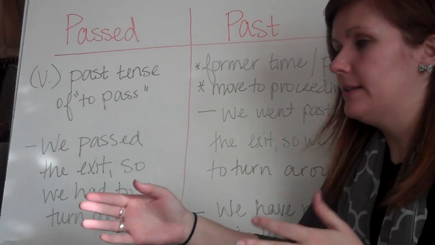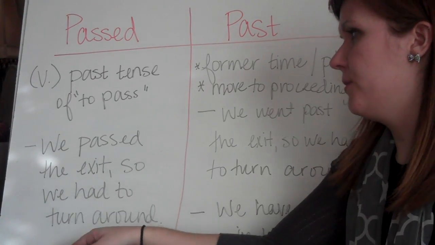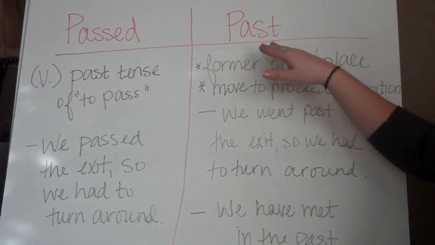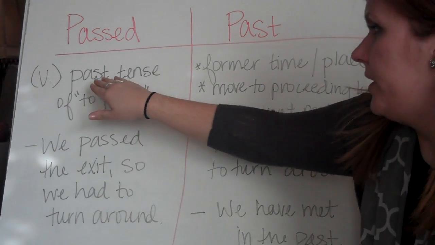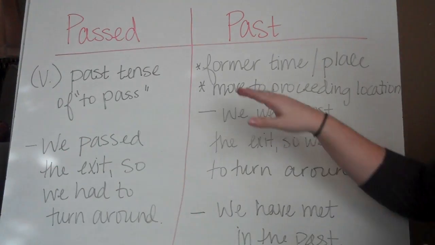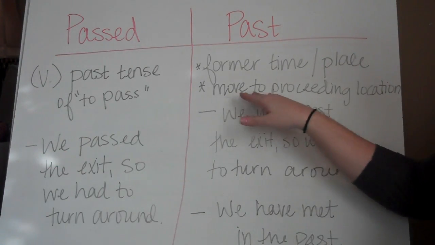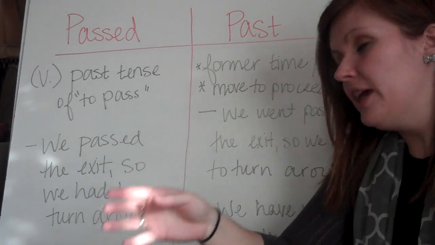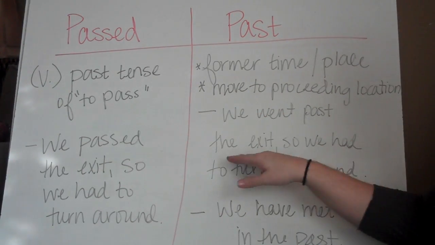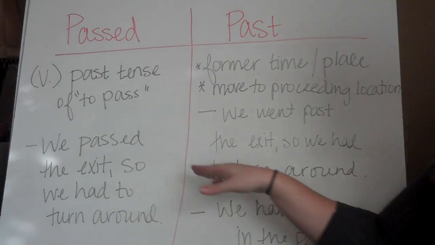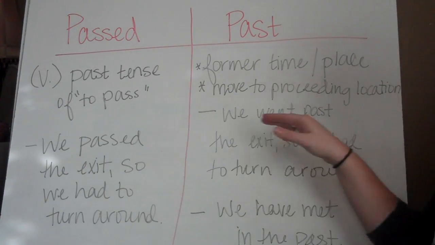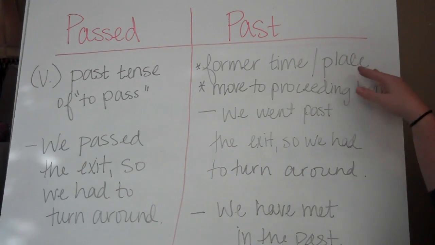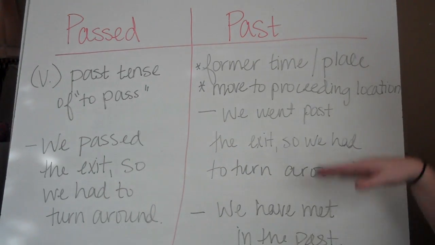And you would use it in a sentence like, we passed the exit, so we had to turn around. Remember, it's a verb used in the past tense. Now, P-A-S-T is actually, we've used it over here, saying past tense, so it is either a former time or place, or it's moved to a preceding location. So, if you're saying moved to a preceding location, you might say, we went past the exit, so we had to turn around, instead of saying we passed it as the verb. This is a direct location. Now, if you're using it as a former time or place, you would say, we have met in the past.